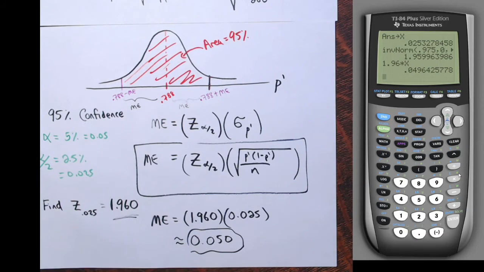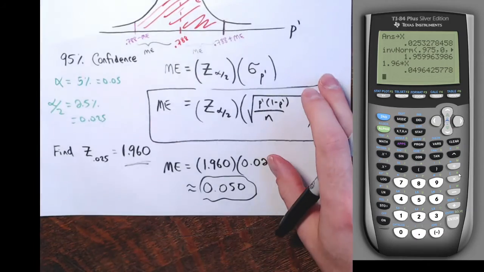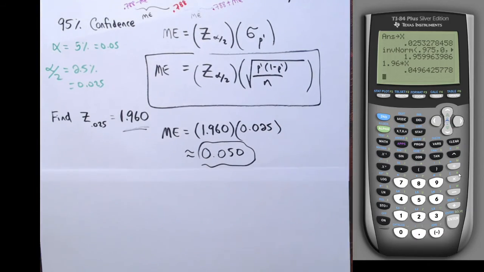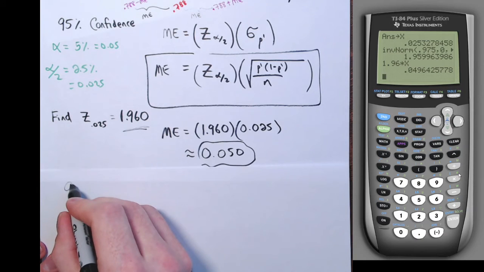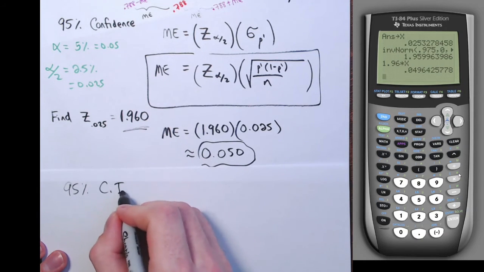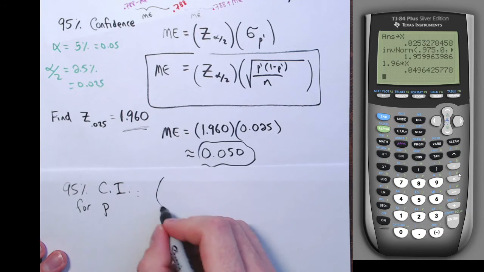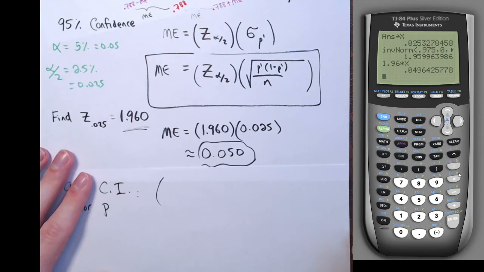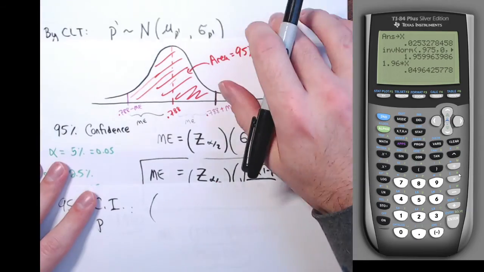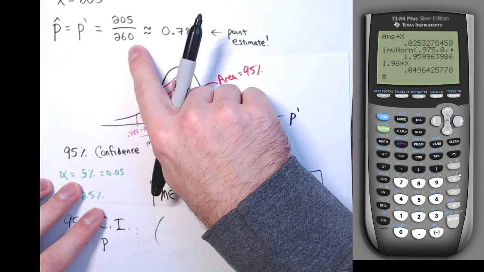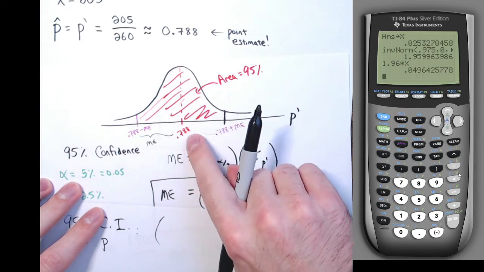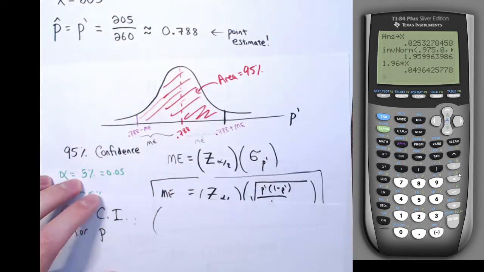And now putting this all together, we get our 95% confidence interval estimate of P, our estimate of the population proportion, what percentage of the population, all people, took a college entrance exam. So our 95% confidence interval for P: the low value would be this mean here, the middle, that was at 0.788, that was P prime, our point estimate.